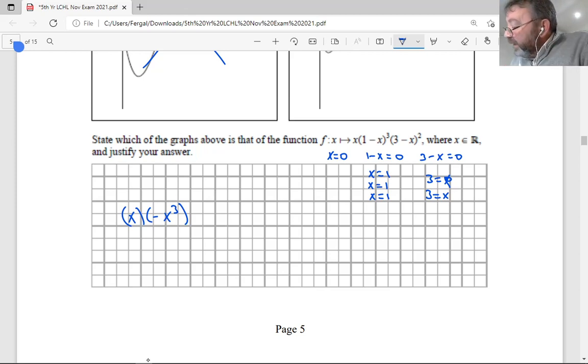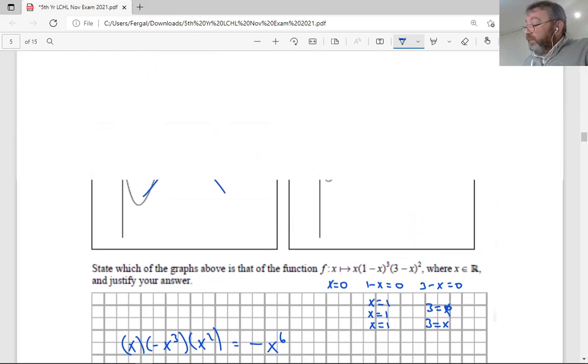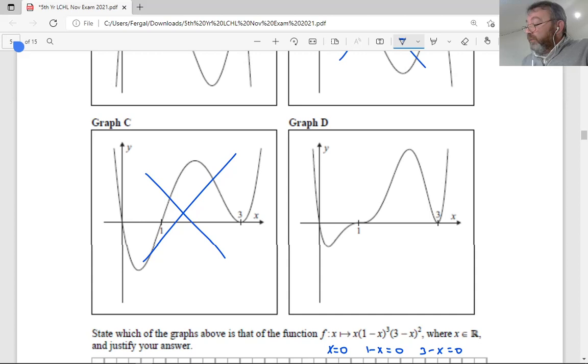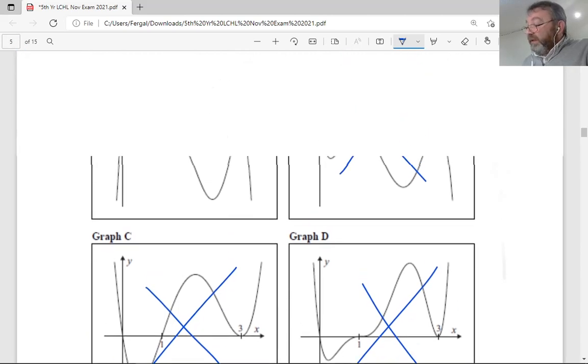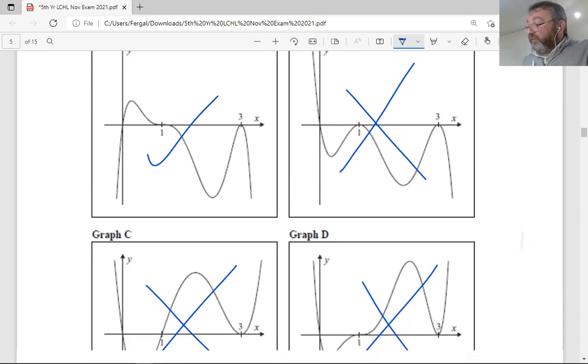And the last one is minus x squared. But whenever you square a negative, it becomes a positive. So therefore, this graph we're dealing with is negative x to the power of 6. Straight away, a negative leading coefficient puts the right arm down. So what happens? I can immediately get rid of D, because D doesn't have a right arm down. So by getting rid of D, that means A is the graph that I'm looking for.